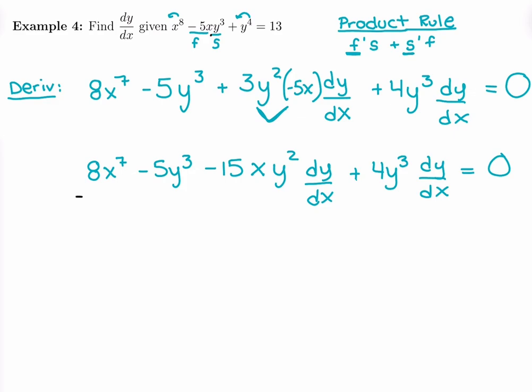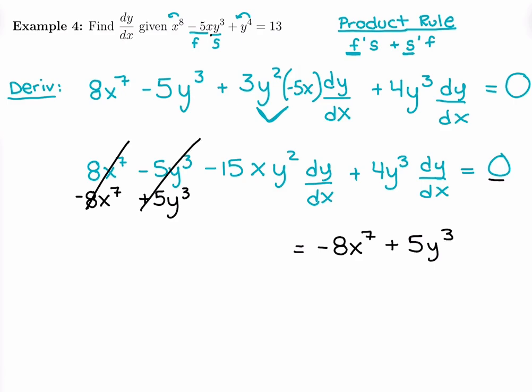So should I keep or move the first term? I should move it. So I'm going to have on the right-hand side a negative 8x to the 7th. There was a 0 over there. I don't really need to write that though. So I'm going to subtract that over, and then I'm going to add 5y cubed. That also needs to be moved. It doesn't have a dy/dx. And then I have a negative 15xy squared dy/dx that has a dy/dx, so it's going to stay on that left side. And then same thing, that 4y cubed dy/dx is going to stay on the left because it has a dy/dx.